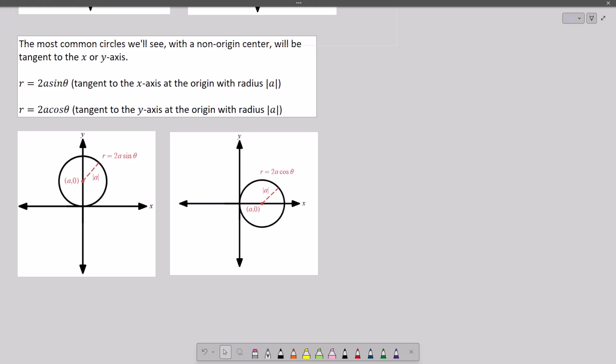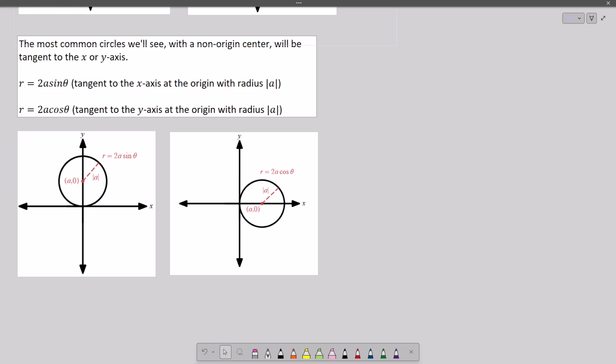So it'll always be touching the axis, right there at the origin. It's always going to be tangent at the origin, and we'll look at an example in a second. The radius is always going to be half of whatever the coefficient number is. So the radius here is a, which is half this coefficient of 2a.